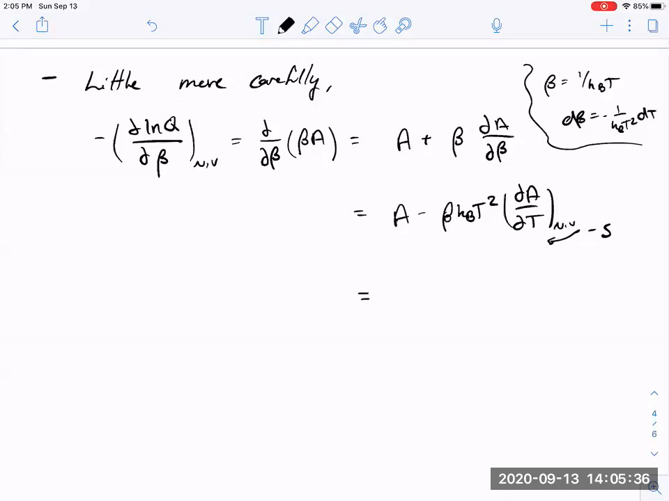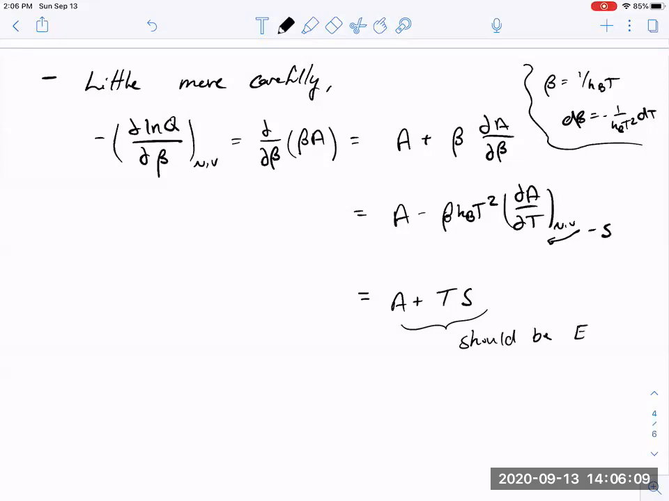So taking a derivative of the log of the partition function with respect to minus beta, we should arrive at A plus beta cancels one of those kBTs. I'm left with one more. Minuses cancel the minus. We should get A plus TS. Now A plus TS is just the energy.